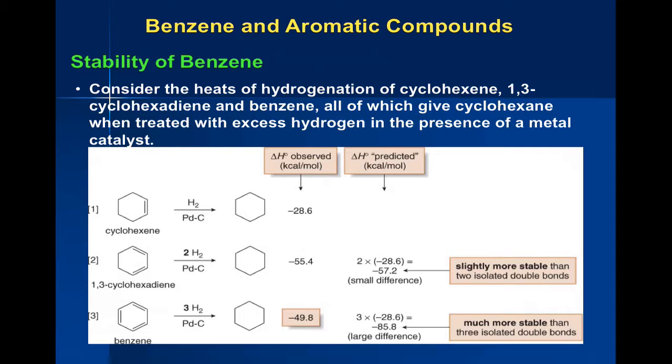However, if we look at benzene, and if I can hydrogenate it, and you can, but you've got to kind of beat on it for it to happen, I get cyclohexane just like I did in these other examples, and notice what I get out. I get out just under 50 kilocalories per mole. But 3 times 28.6, if it was actually 3 isolated alkenes, I should have gotten almost 86 kilocalories per mole of heat out. I would argue that that difference right there is quite large. And it's that difference in stability that is really the aromatic stuff that we're talking about. I wouldn't have expected that large a difference based on what I saw here.